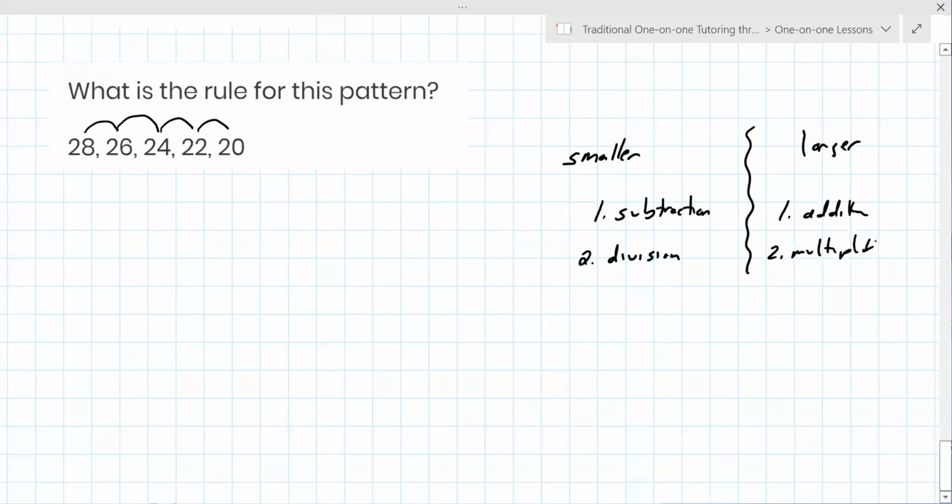And my question for you, Michael, is are these going down by the same amount each time? Yeah. I agree. Now, how much are they going down by each time? 2. So the rule would be subtract 2. When they're going down by the same amount, that's subtraction. When they're going up by the same amount, that's addition.